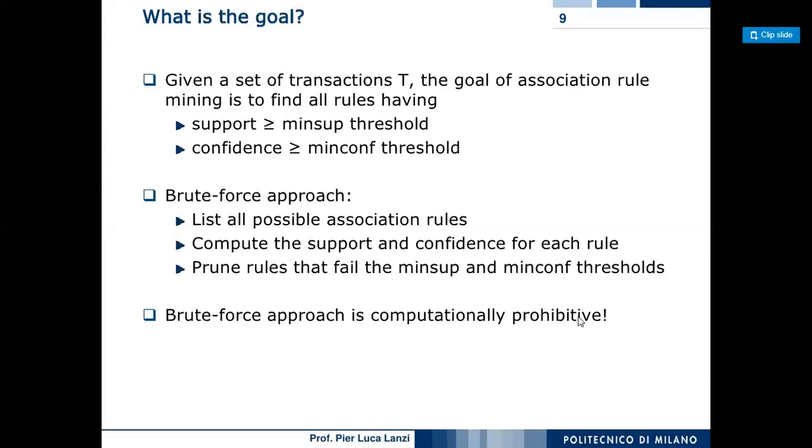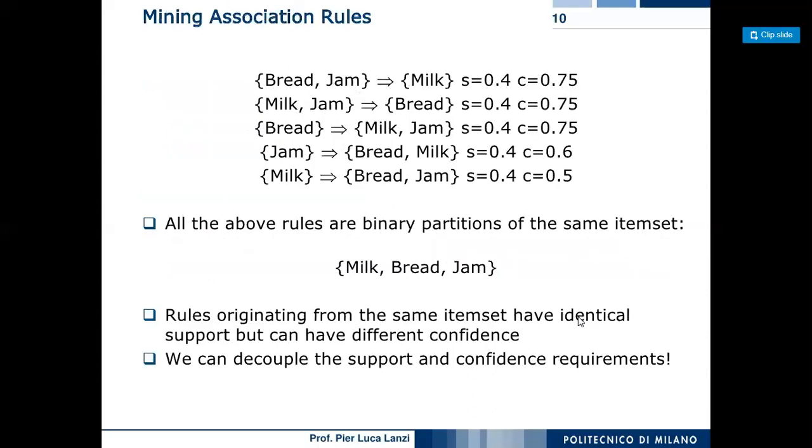This can be done in two ways. The first one is the brute force approach. In the brute force approach, we list all the possible association rules, compute the support and confidence for each rule, and prune out the rules that fail the minimum support and minimum confidence. The brute force approach is computationally prohibitive because as the number of item sets increases, it becomes a very cumbersome job to find the support and confidence for each one manually.